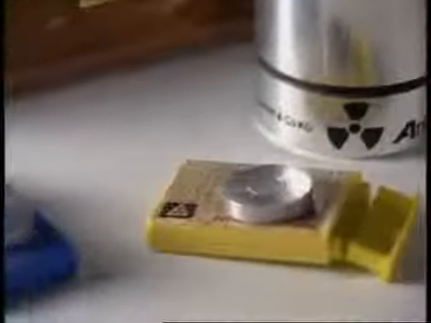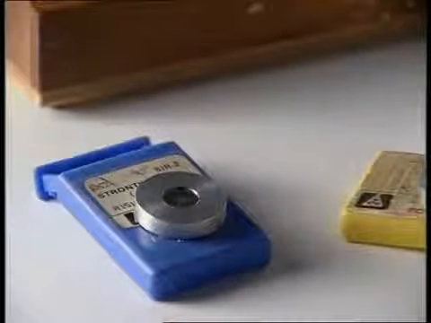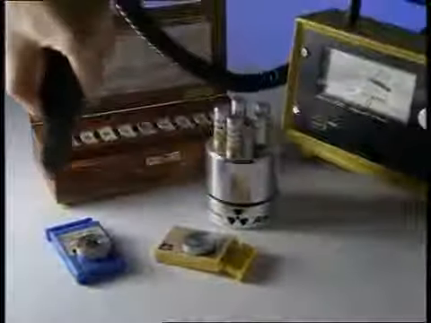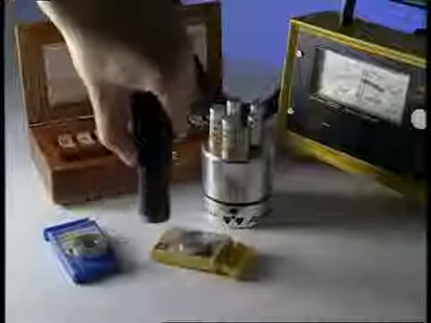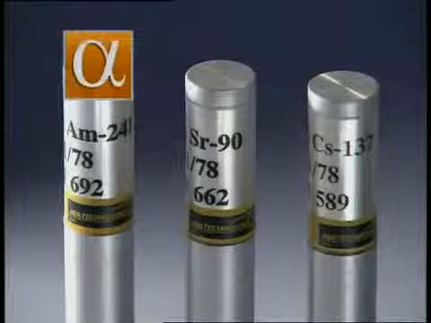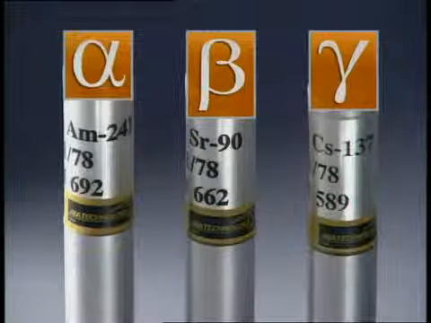Although nothing appears to be happening, all these substances are emitting nuclear radiation. It's invisible, but an easy way of detecting it is to use a Geiger-Müller tube attached to a counter. There are 3 different types of nuclear radiation: alpha, beta, and gamma. Each has a different penetrating power.